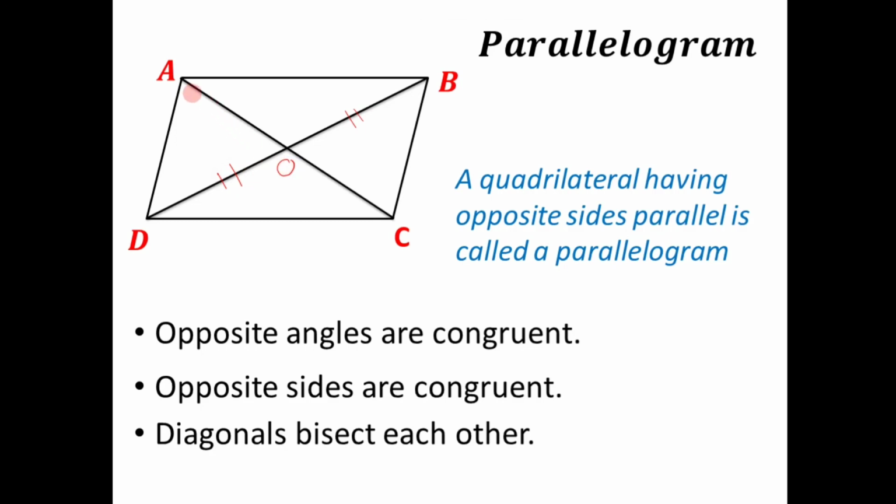That means diagonal AC made two equal parts of diagonal BD. In the same way, diagonal BD also make two equal parts of diagonal AC. That means AO is congruent with OC. So this is the property of the diagonals of a parallelogram, that diagonals of a parallelogram bisect each other.